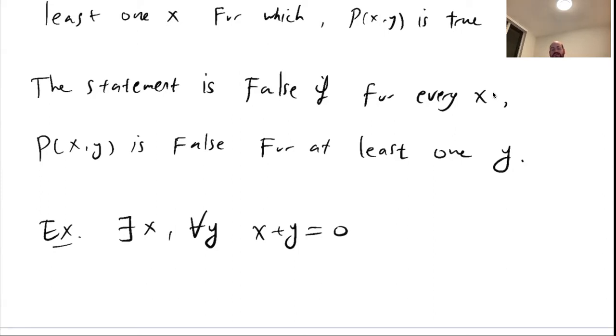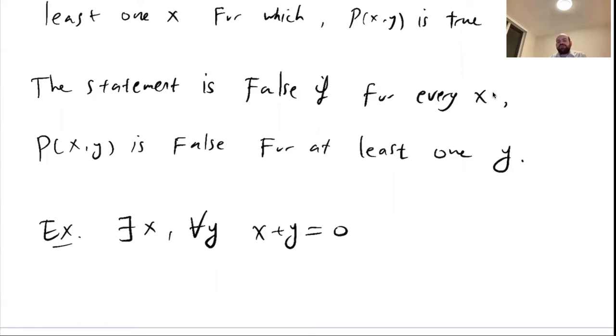So can I say that there exists at least one value of x such that for that value, for every y, x plus y is 0? Well, to get a better understanding about this, let's think about a few values of x. We want to know whether there exists x with some property, yes or no. Let's think about some examples to get the idea.